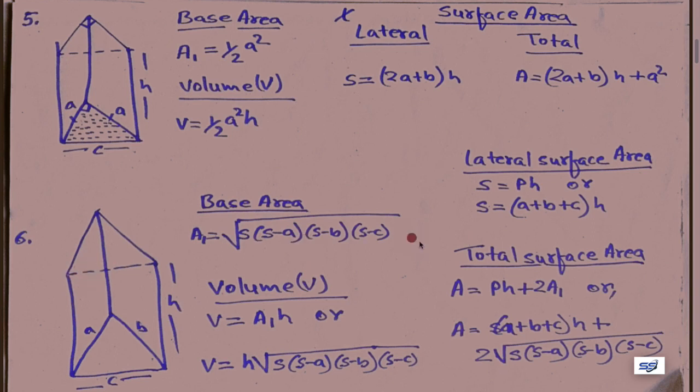Now here, lateral surface area. To find the lateral surface area of this prism, we'll use the formula S is equal to P into S, or S is equal to (A plus B plus C) whole into S. Now, total surface area of this given figure prism, A is equal to P into H plus 2A1, or A is equal to (A plus B plus C) whole into S plus 2 into root under S minus A, S minus B, S minus C. Using all these formulas, we will find the requirement of the problem related to prism.